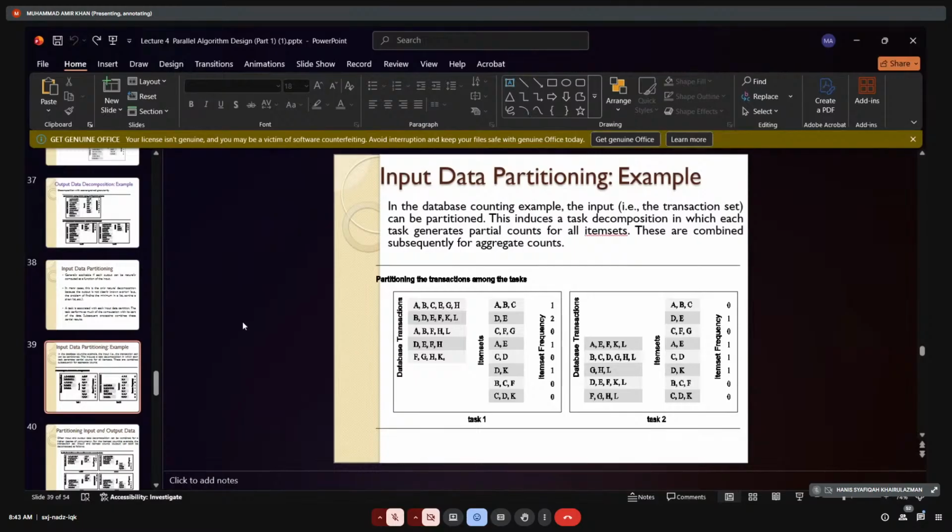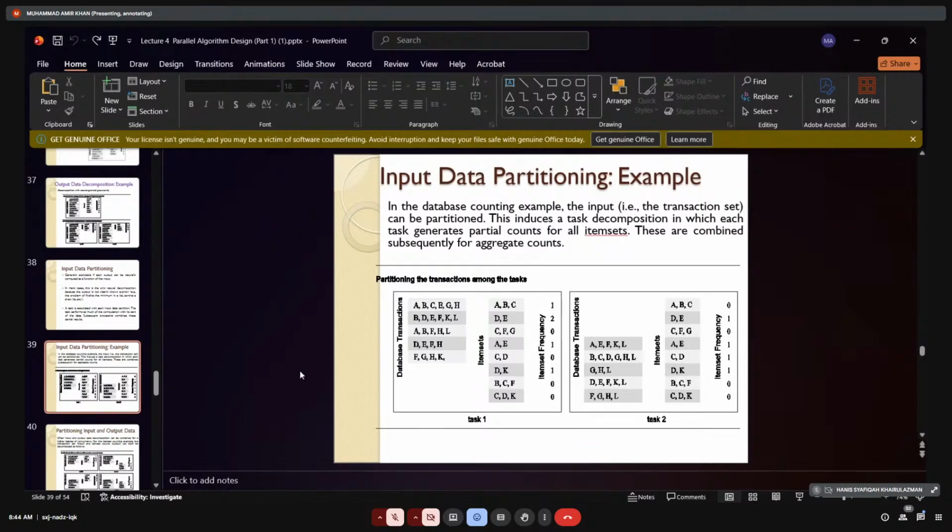Same thing, the database counting example. The input, that is the transaction set, can be partitioned. This induces a task decomposition in which each task generates partial counts of all items. These are combined subsequently for the aggregate count.